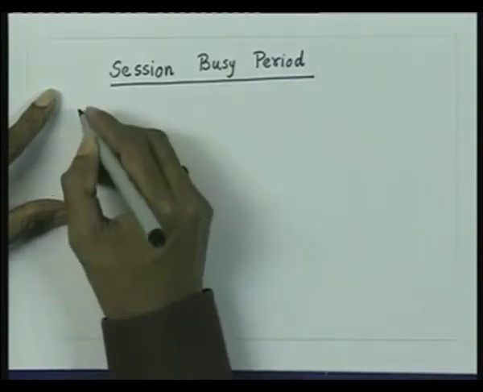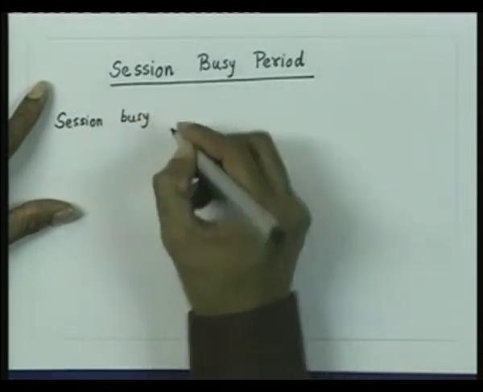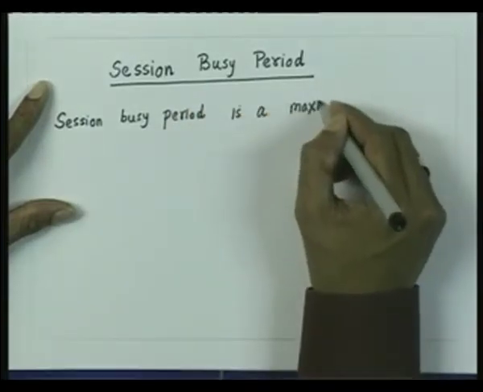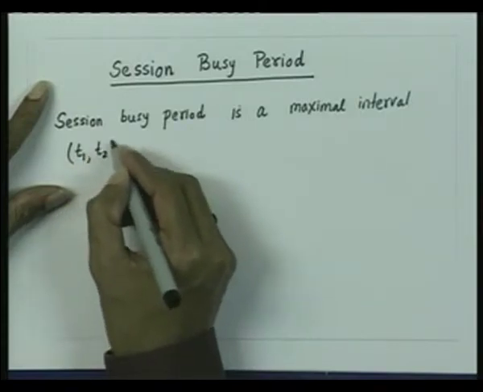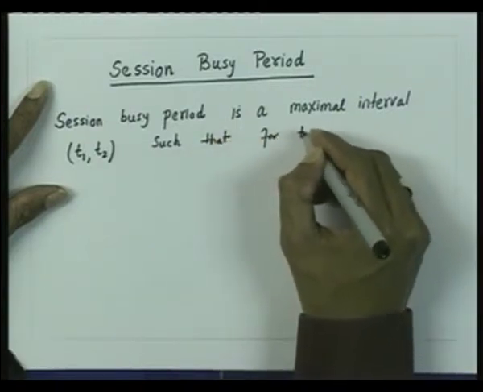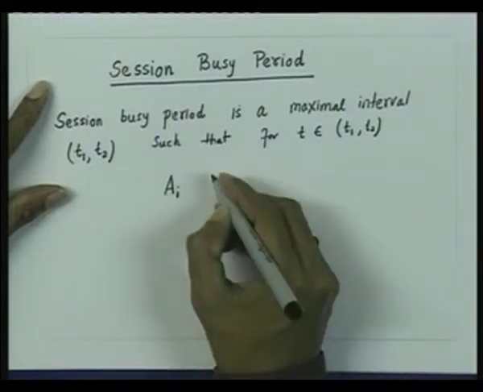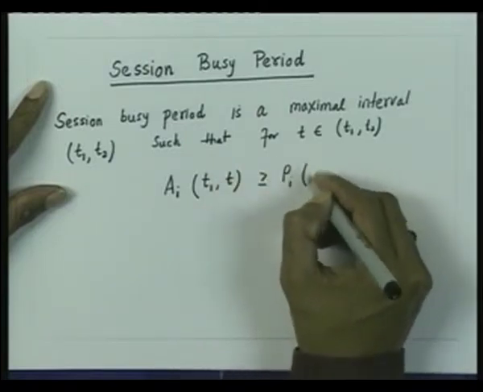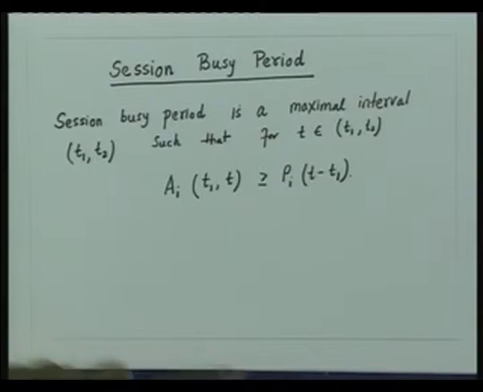Okay. So the session busy period is a maximal interval t1 to t2 such that for any t during this interval of t1 to t2, we have the arrivals, that is A_i(t1, t), greater than or equal to rho_i times (t minus t1). Okay, what does it mean by these relationships?